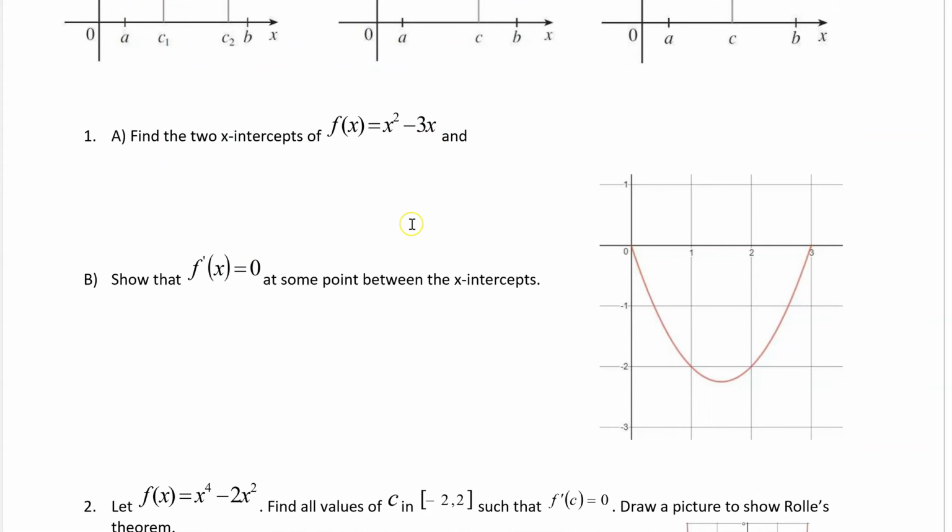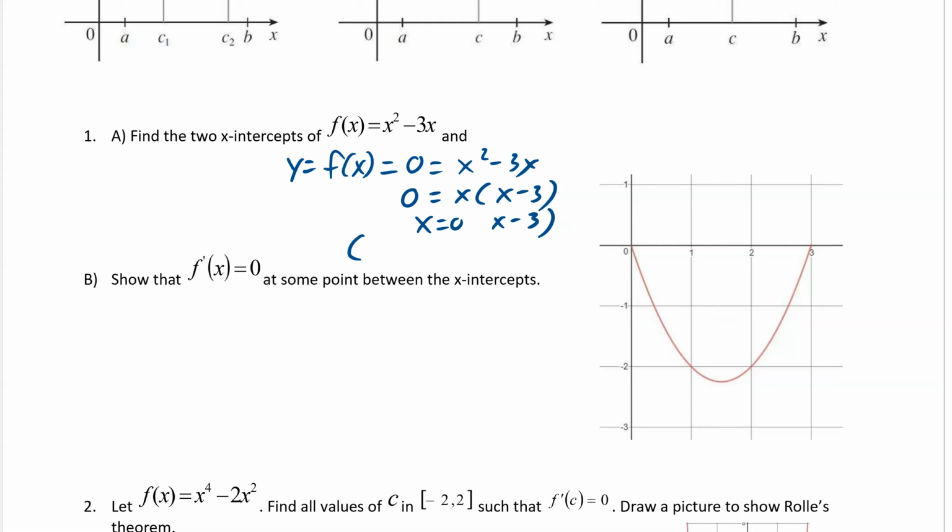If you find 2 x-intercepts, so if we set this equal to 0, let's do this in blue. So if we make our f of x equal to 0, that means our y is 0. Then we get x squared minus 3x. Then we would get 0 equals x(x minus 3), x equals 0, x equals 3. So we would have 2 x-intercepts, one at (0, 0), and one at (3, 0).